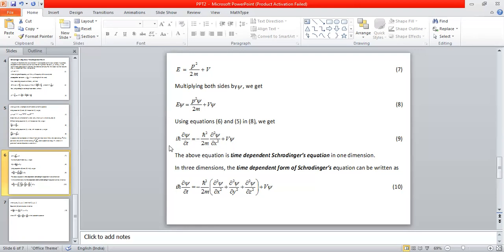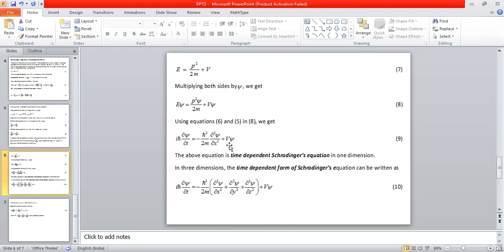On the left side we have the time derivative dou psi by dou t, times i h cross. h cross can be treated as a constant right now, but anyhow we have a differentiation of the function psi with respect to time t. On the right side we have minus h cross square by 2m into dou square psi divided by dou x square. Therefore there is a differentiation of the term psi with respect to x twice.